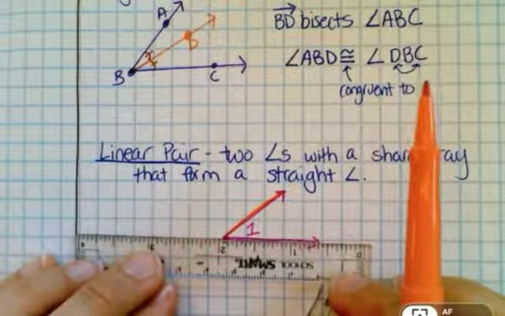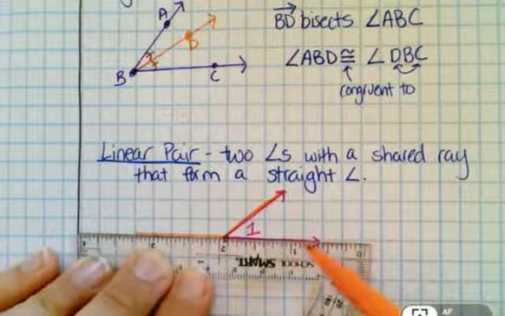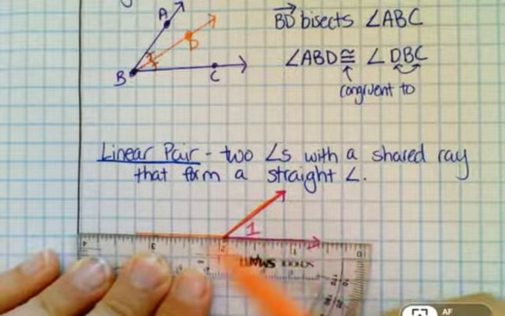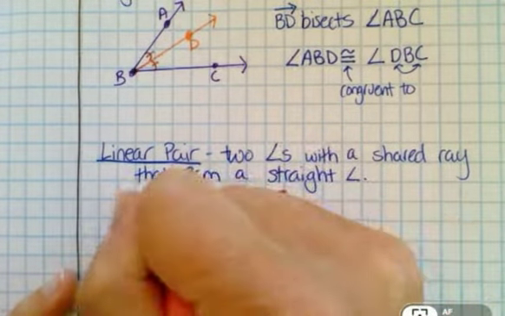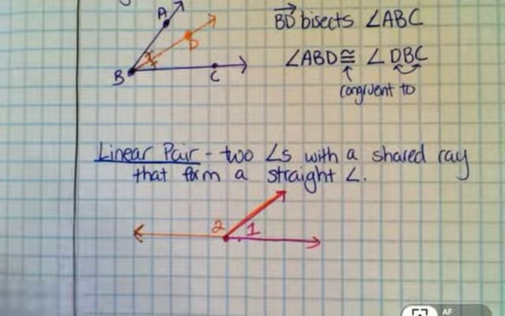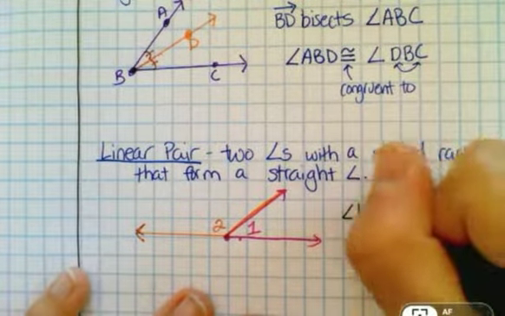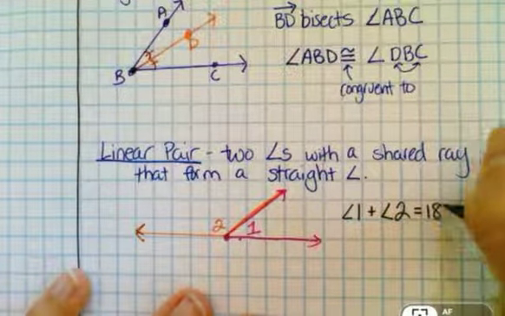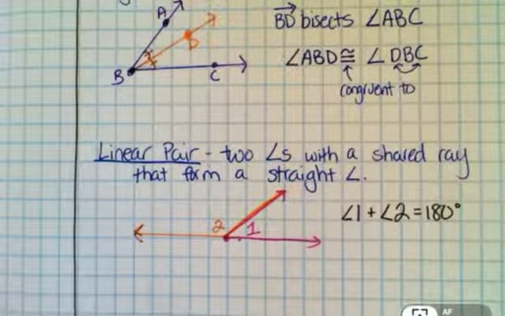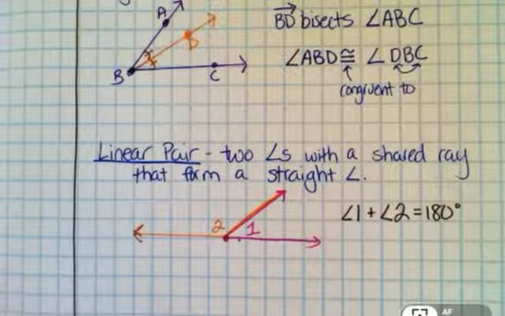So my other ray has to be forming exactly a 180-degree angle. So this would be angle 2. And so what I'd like you to write here is that angle 1 plus angle 2 equals 180 degrees because they're a linear pair and they form a straight angle. So that's all the vocabulary.